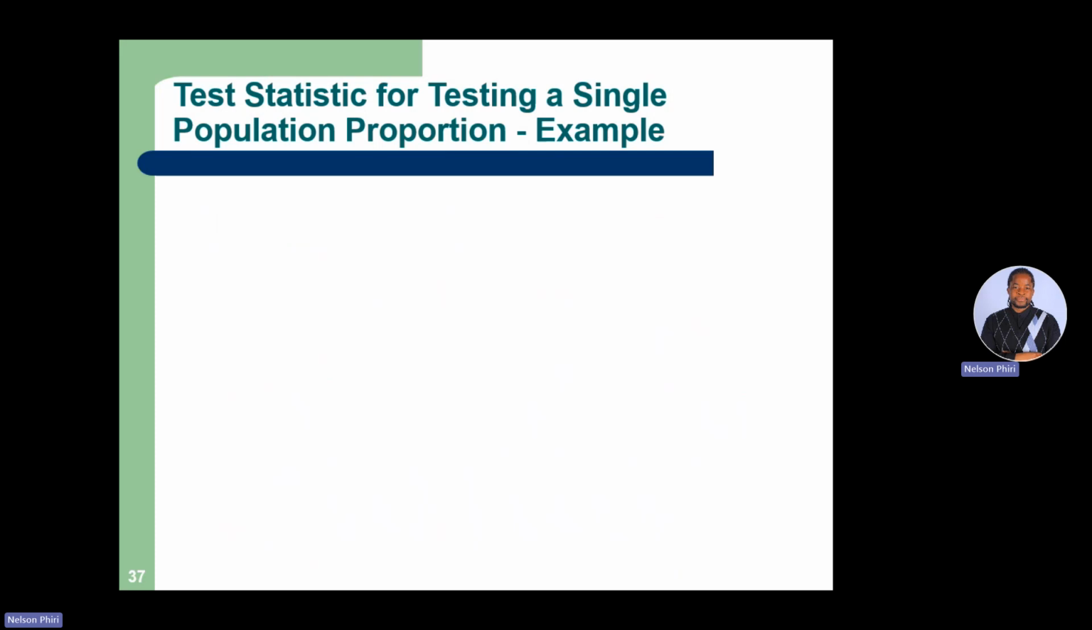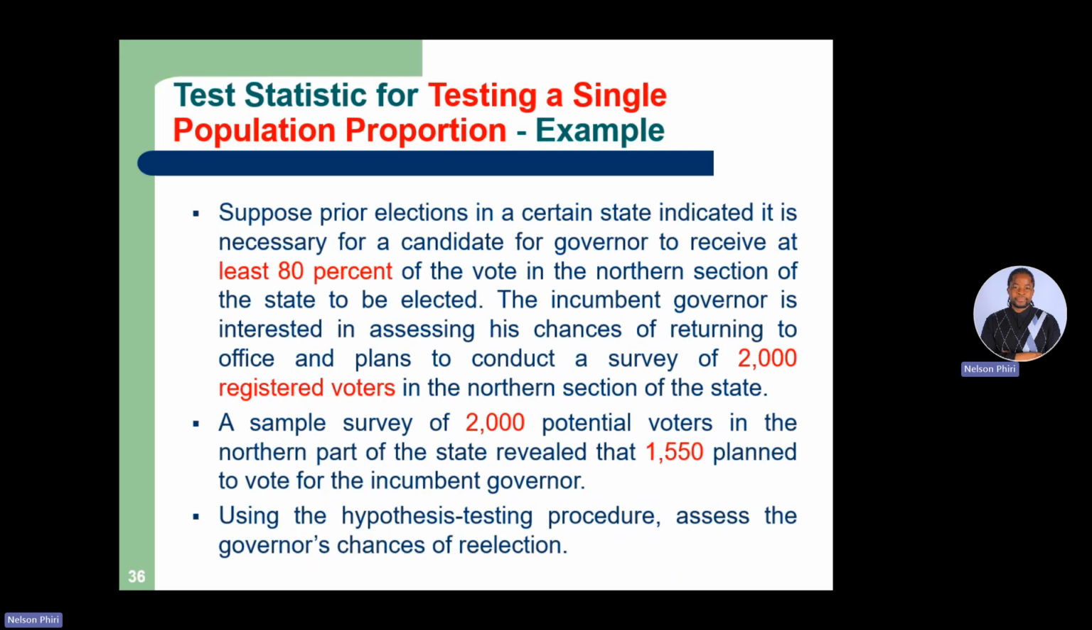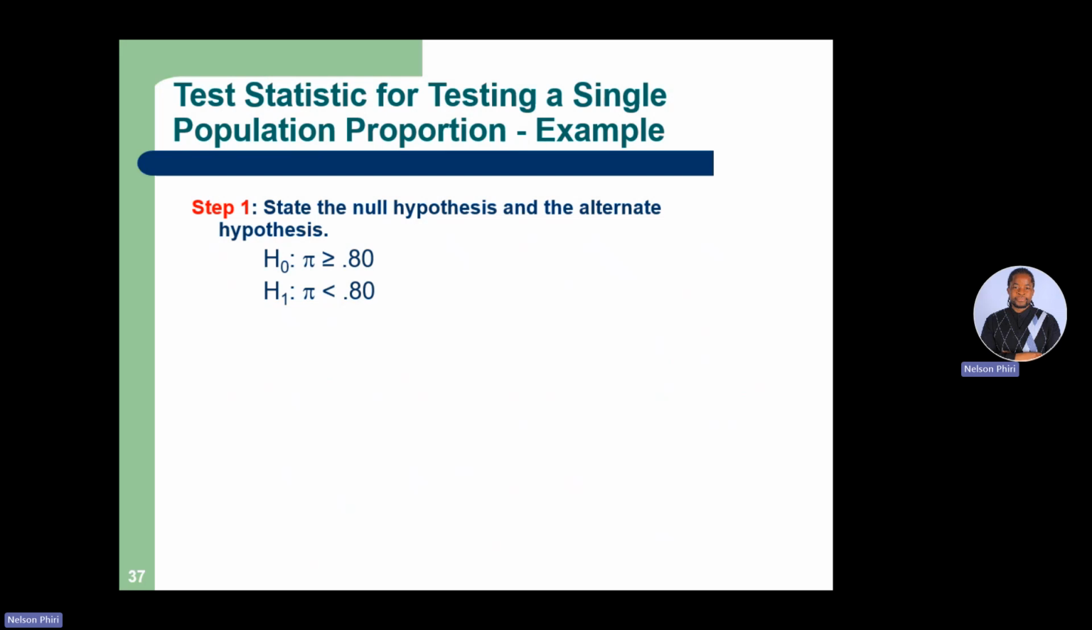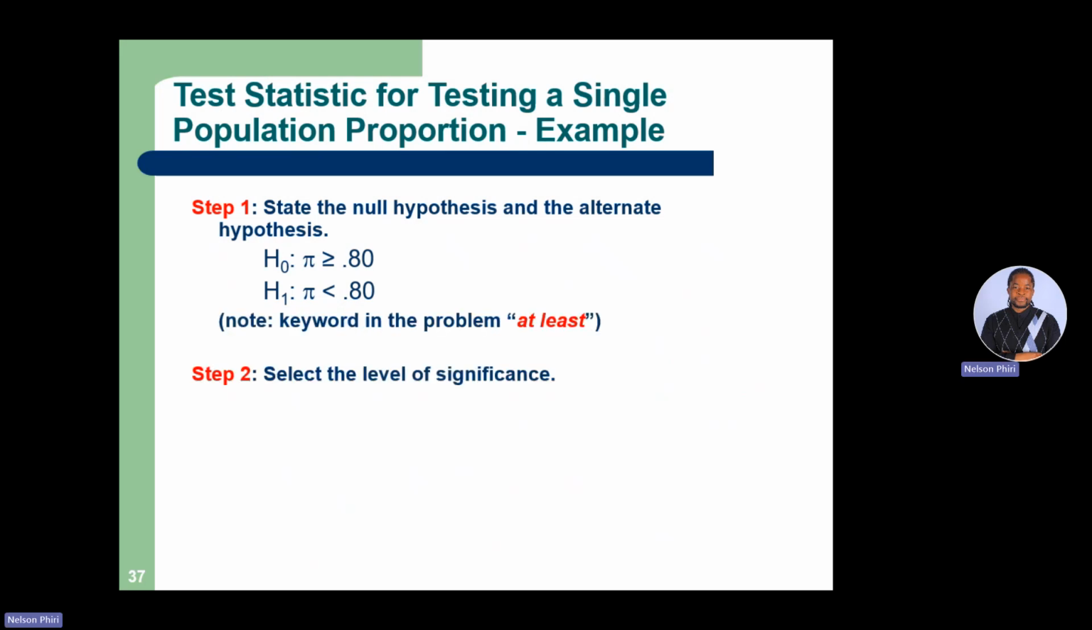So we want to test, what are we testing for? Because this is an election, we are testing if the governor is going to receive at least 80% of the vote. So it means your null hypothesis should state a proportion equal to or greater than 80%. That is what your null hypothesis should be. Then the alternative hypothesis is a proportion less than 80%. So at least is the keyword there. At least means equal to or greater than.